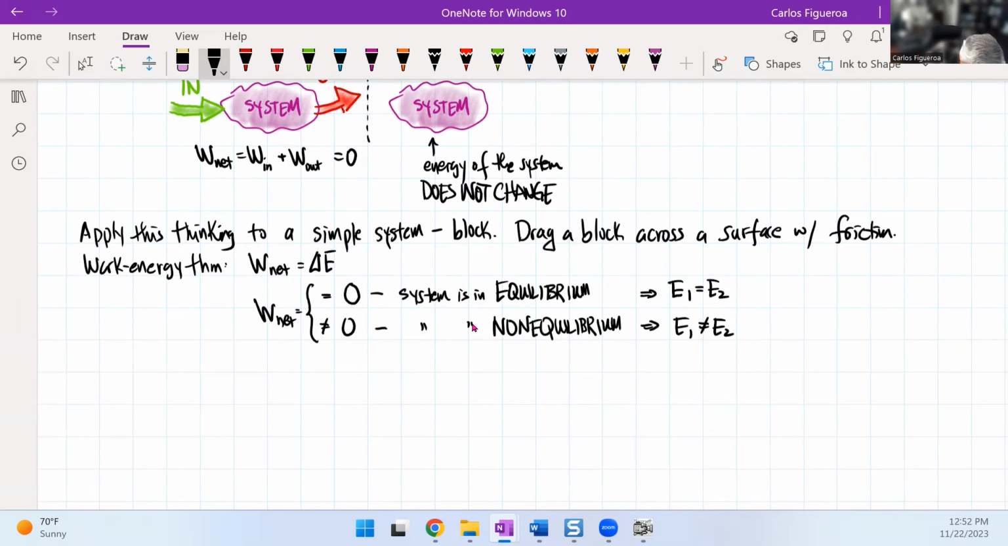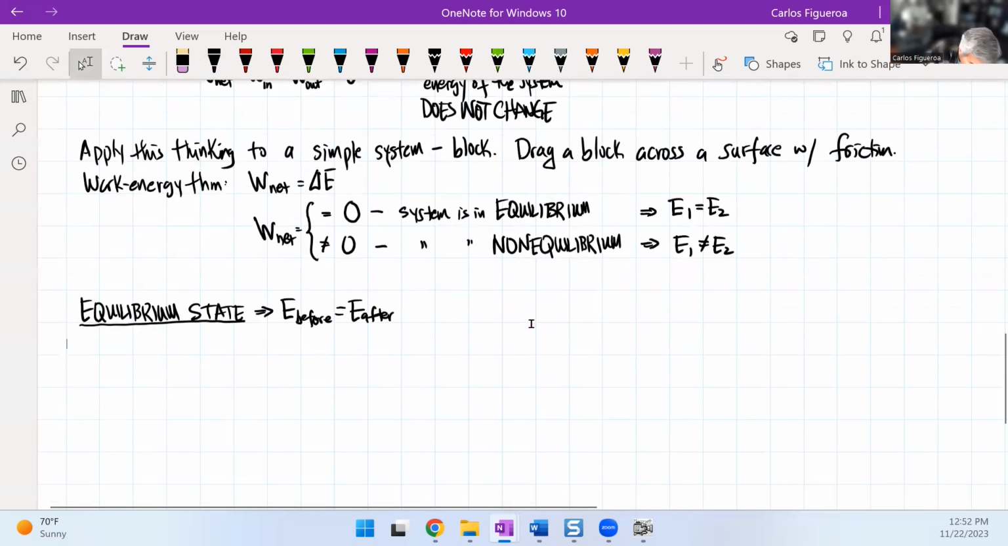I'm going to start off with an equilibrium state. And an equilibrium state tells me that the energy before must equal the energy after the interaction. I'm in a state of equilibrium in terms of energy here. So now what I'm going to do is ask a question.